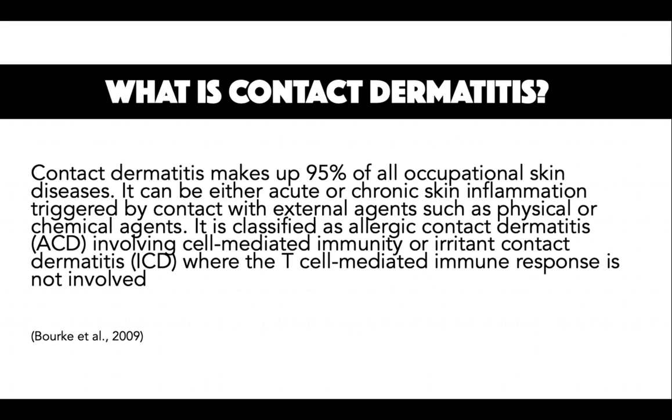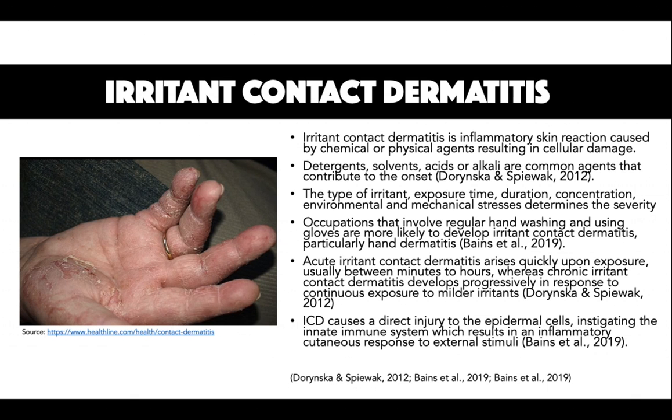It is classified as either allergic contact dermatitis, involving cell-mediated immunity, or irritant contact dermatitis, where the T-cell mediated immune response is not involved. Irritant contact dermatitis. So irritant contact dermatitis is an inflammatory skin reaction caused by chemical or physical agents resulting in impaired skin barrier function, cellular damage to keratinocytes, and pro-inflammatory cytokine release, which contributes to skin inflammation.